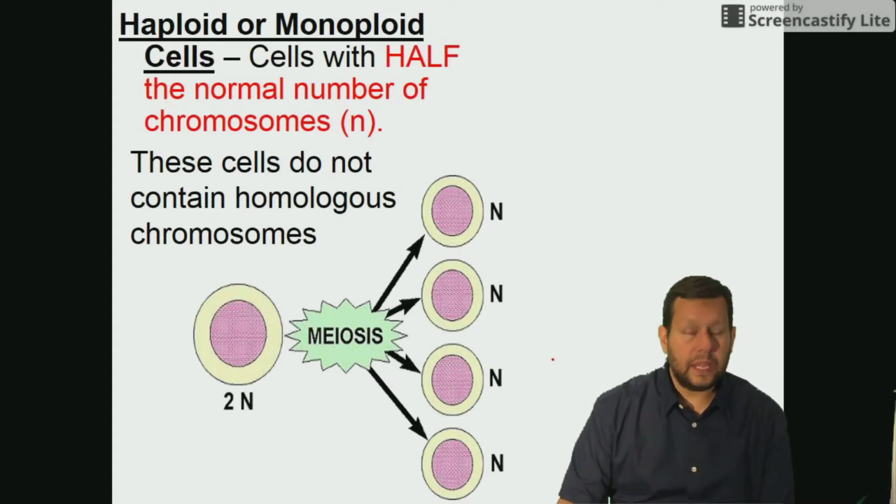They do not have the homologous chromosomes present, and that's really how we are going to define them, and that's going to help us later on as we look through the two divisions. When does the cell become haploid?